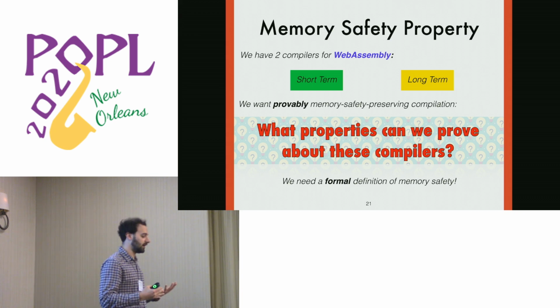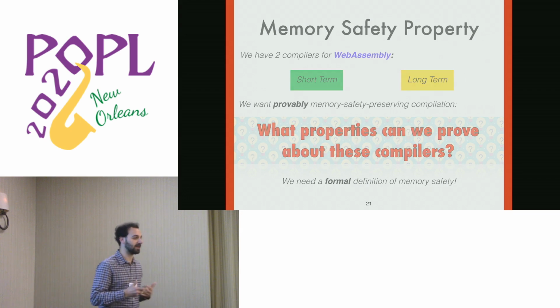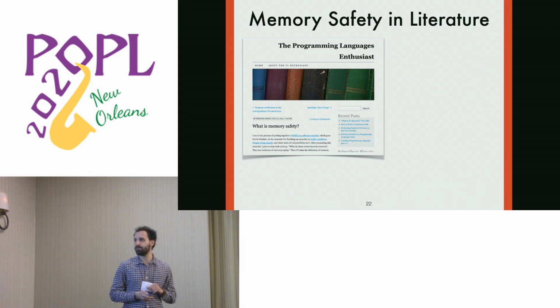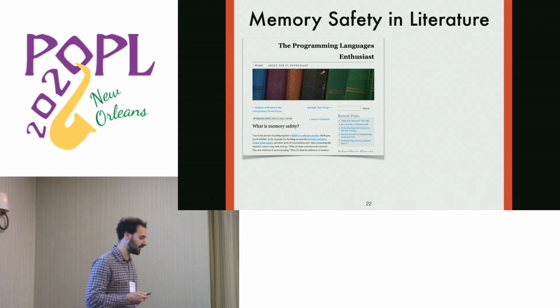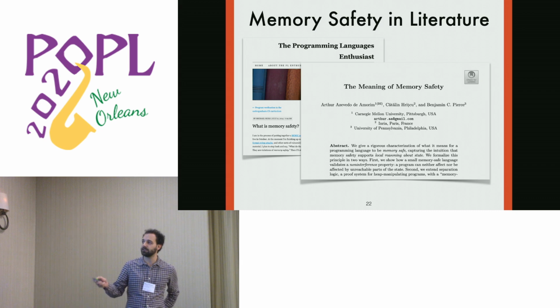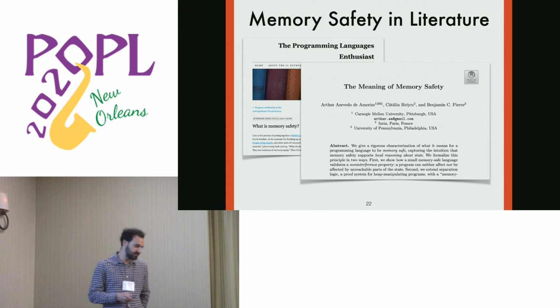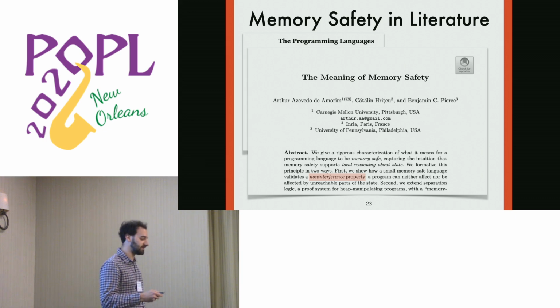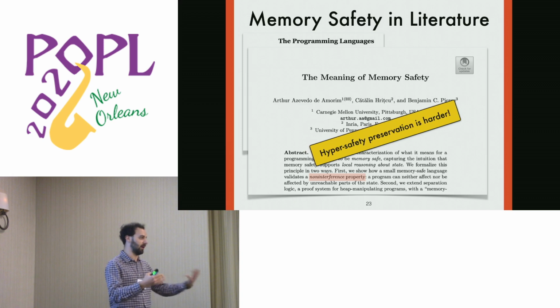So this is not a new question. It's something that people have thought long and hard about. This is Michael Hicks' post, what is memory safety, that actually started a bunch of works in this direction. Quickly after that, this paper came out, The Meaning of Memory Safety, which gives a definition of memory safety, interference. Now, non-interference is a hyperproperty, as we know from the works on secure compilation.